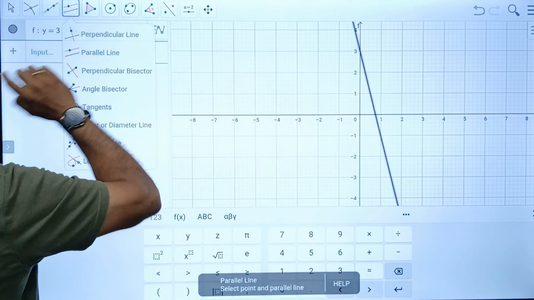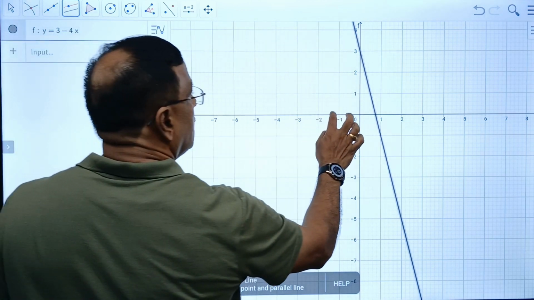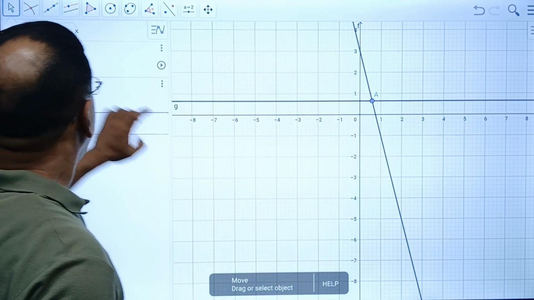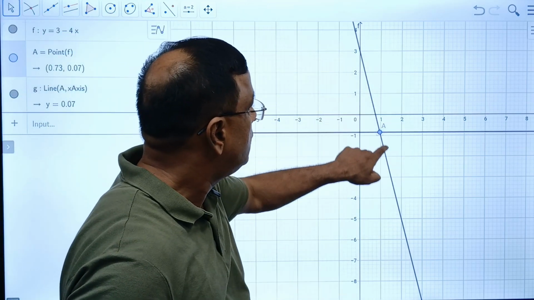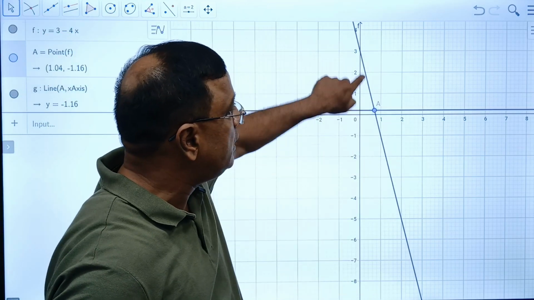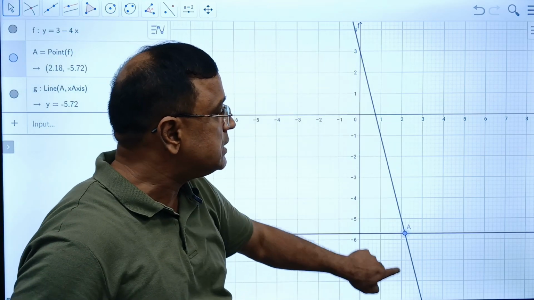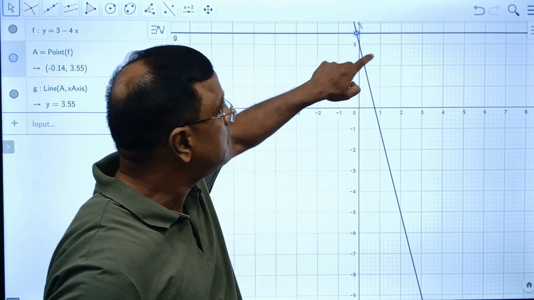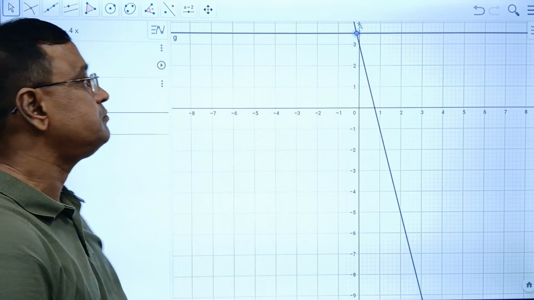Now I'll draw the parallel line. Now you can see anywhere you move, it will intersect the graph at only one point. Since it intersects at only one point, this is definitely 1 to 1. Correct? Definitely 1 to 1.